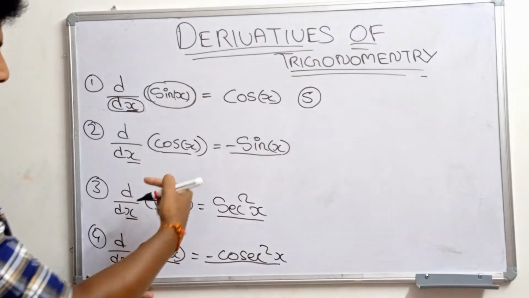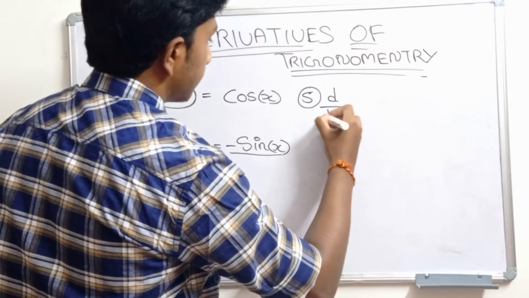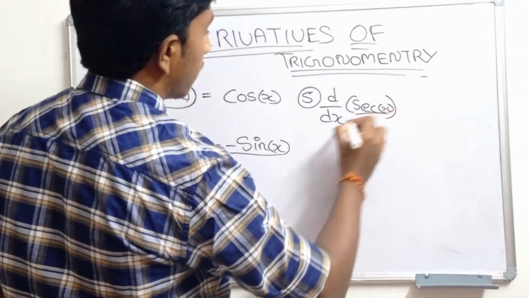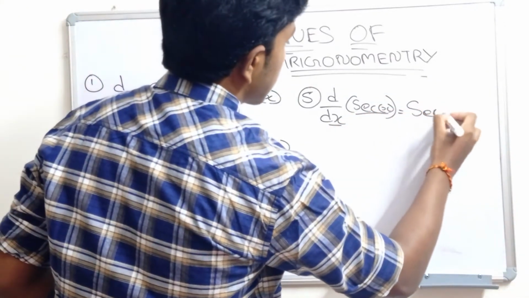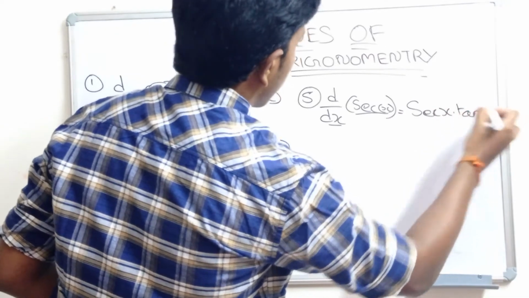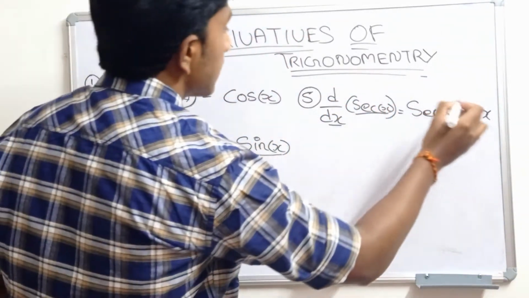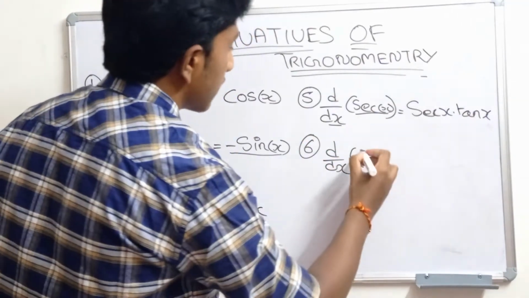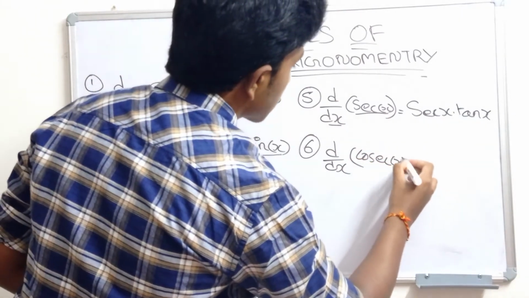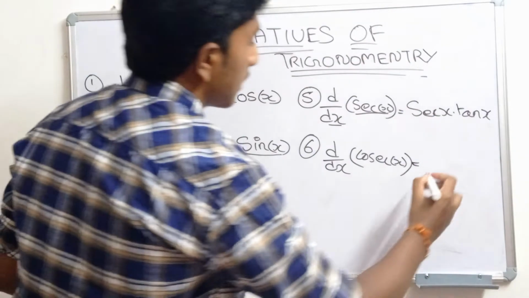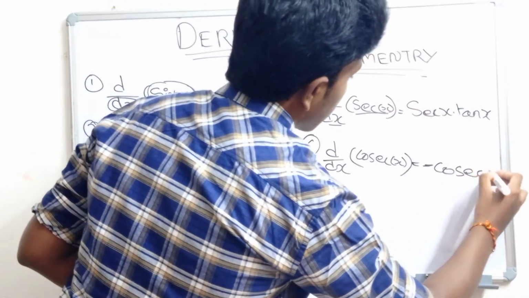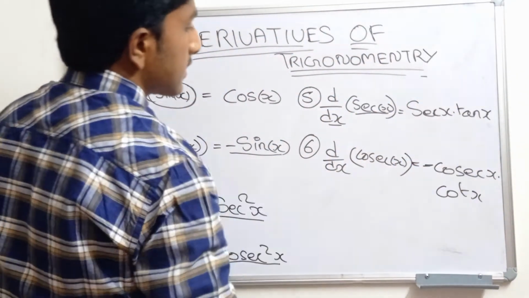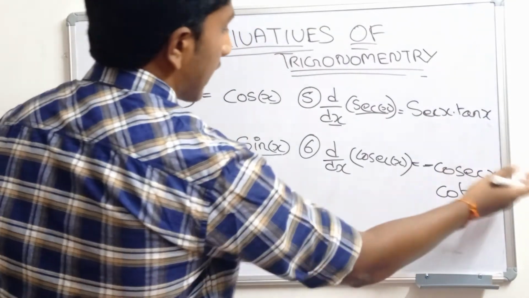These are the four, and the fifth one is d by dx of secant x. When you differentiate secant x with respect to x, you will get secant x into tan x. The next formula is differentiating cosecant x with respect to x. That means you will get minus cosecant x into cot x. Secant x into tan x, and minus cosecant x into cot x.